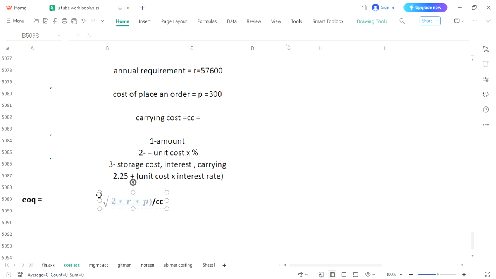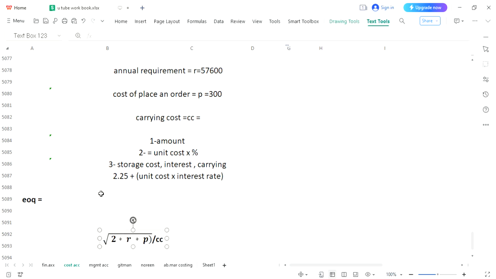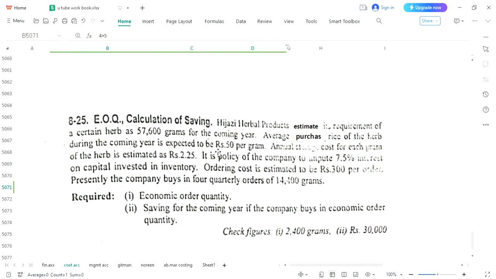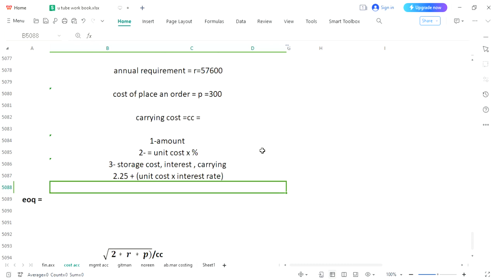Okay, because we need a little more space, so let's get it down. Next, we will seek unit cost, 50 per gram. The average purchase price of the herb during the year is expected to be 50 per gram. So it is the per unit price or unit cost, one and the same thing.